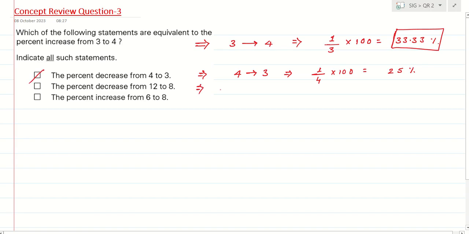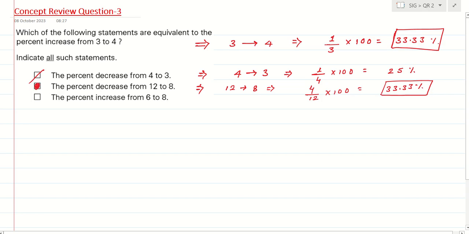Look at the second one. The percent decrease from 12 to 8. What is the difference here? The difference is 4. What is the original value? 12, into 100. So I will get 33.33 percent. Make sense? My target is there.